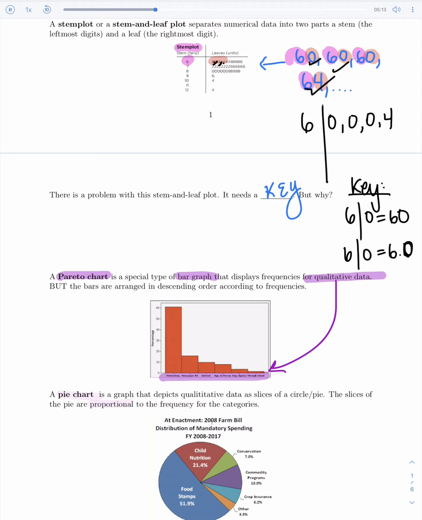We all know what pie charts are. Pie charts display data usually given in percentages. That's why they're proportional. So the bigger the percentage, the bigger the pie slice is kind of the idea. So you need to be able to read pie charts and be able to use the percentages from pie charts, but that's pretty much it. We're not going to have you make your own pie chart.